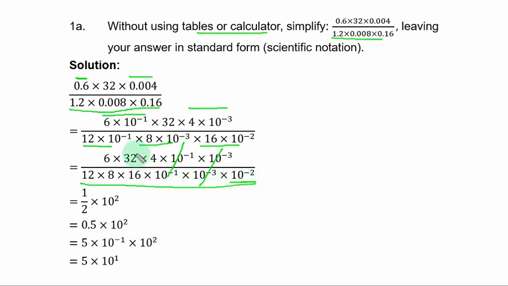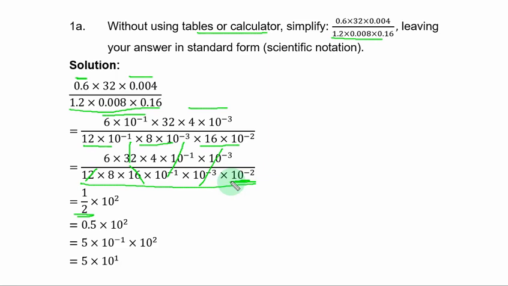Okay, now let's come here. You divide 32 by 16, you are left with 2 here. This 2 that is remaining here times 6 is 12. That will remove this 12. You see that? You have 4 and 8. If you reduce, you have 1 over 2 times 10 to the power of minus 2.